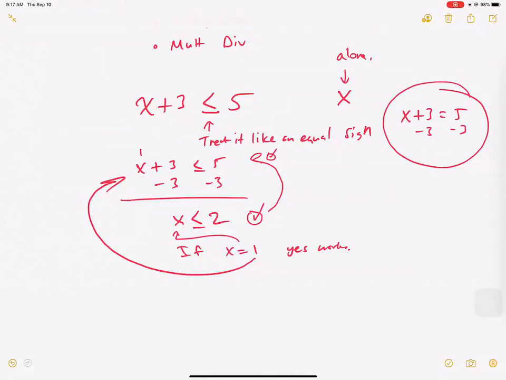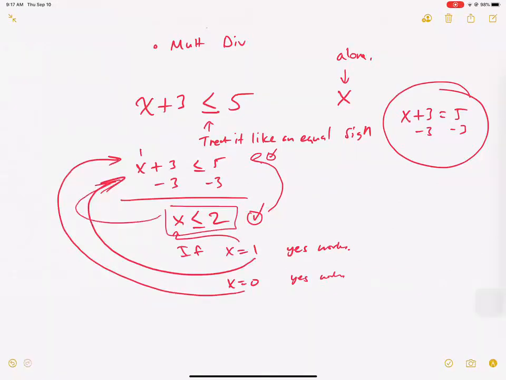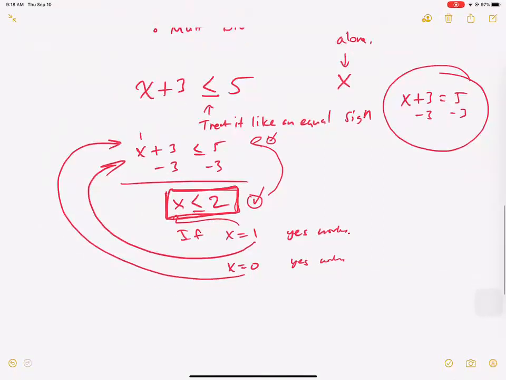Pick another number that's less than 2. If x was 0, plug it in. 0 plus 3 is 3. Is 3 less than 5? Yes, it works again. What I'm trying to get to is that no matter how ugly this might be, if we do our opposite operations, we can find an easy set of answers that will always make this a true statement. We solve it using addition, subtraction, multiplication, division, and get an easy answer that is true all the time.